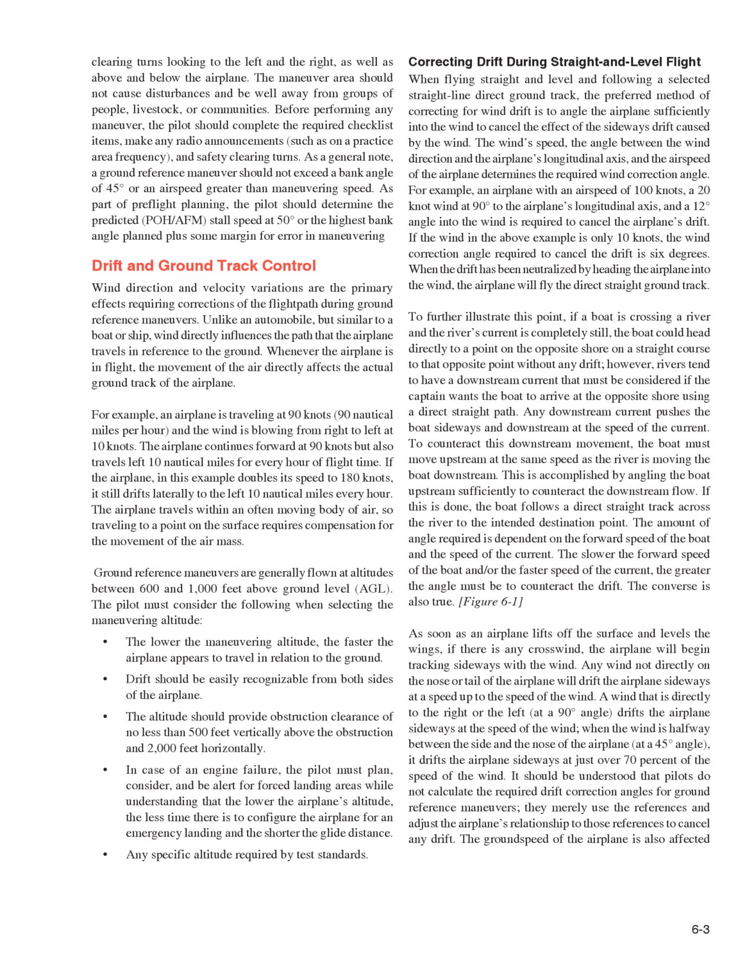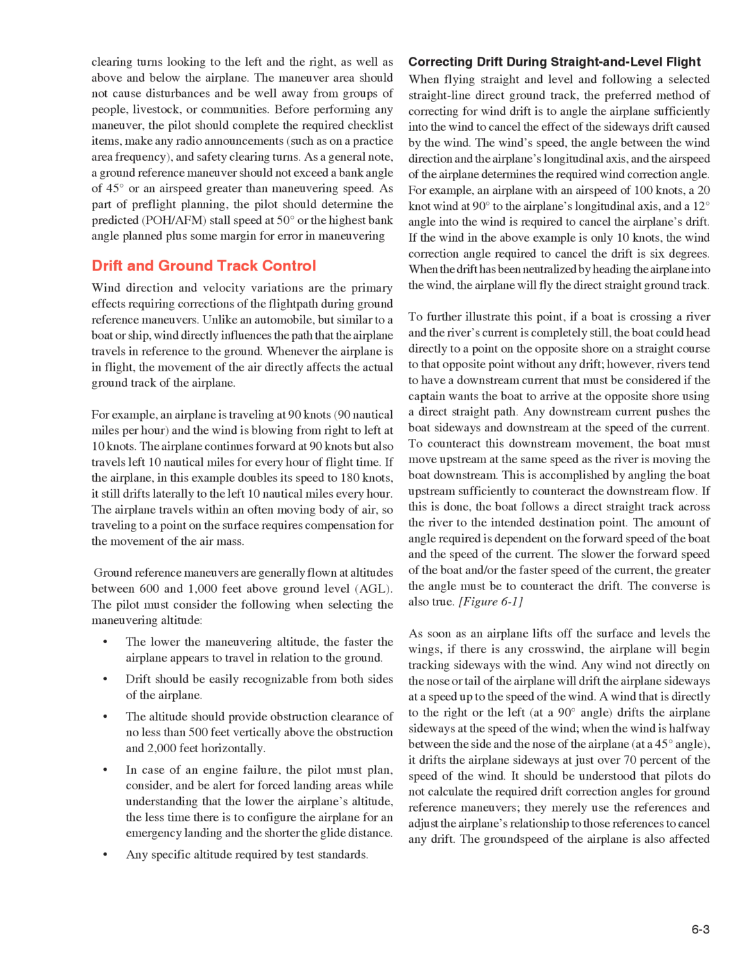To further illustrate this point, if a boat is crossing a river and the river's current is completely still, the boat could head directly to a point on the opposite shore on a straight course to that opposite point without any drift. However, rivers tend to have a downstream current that must be considered if the captain wants the boat to arrive at the opposite shore using a direct straight path.